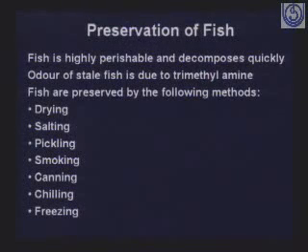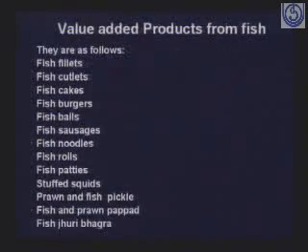Preservation of fish can be done because it is highly perishable, decomposes quickly. There is a stale odor which we get when the fish deteriorates. It is due to trimethylamine. It can be preserved by the following methods: drying, salting, pickling, smoking, canning, chilling and freezing.